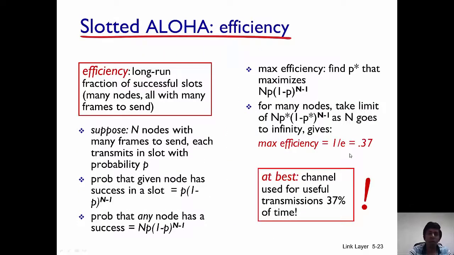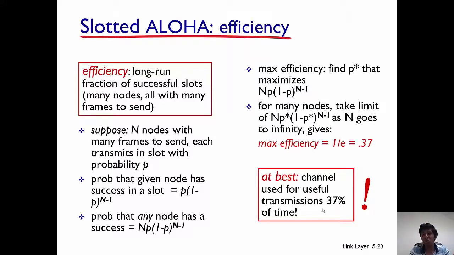Now, if you do a lot of analysis, and I'm not going to go into the math, what I want you to take out of this is what is the efficiency of this kind of slotted Aloha. All the analysis tells you is there is going to be useful transmission for approximately 37% of the time. So even if nodes have more data to transmit, on average, only 37% of the transmissions are going to be successful.